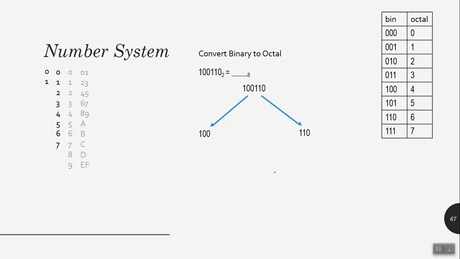And then just like in hex, we will locate the value for 110, and that's 6. We will just write it down. And then 100 is equal to 4. Just like before, we will write it down, and then we will merge these two. That's how we get 46 base 8.